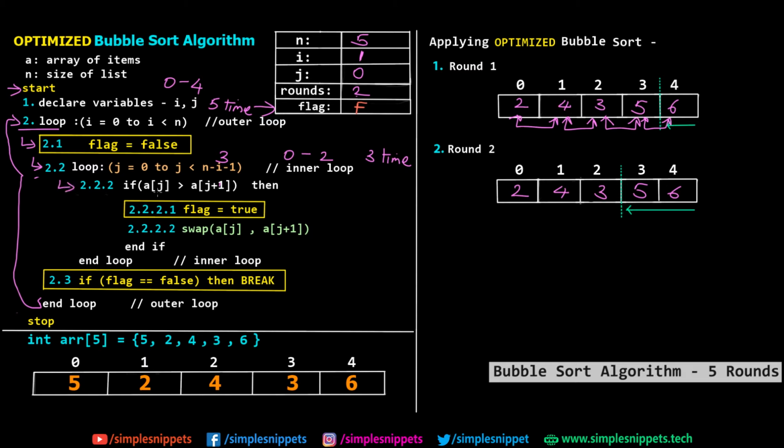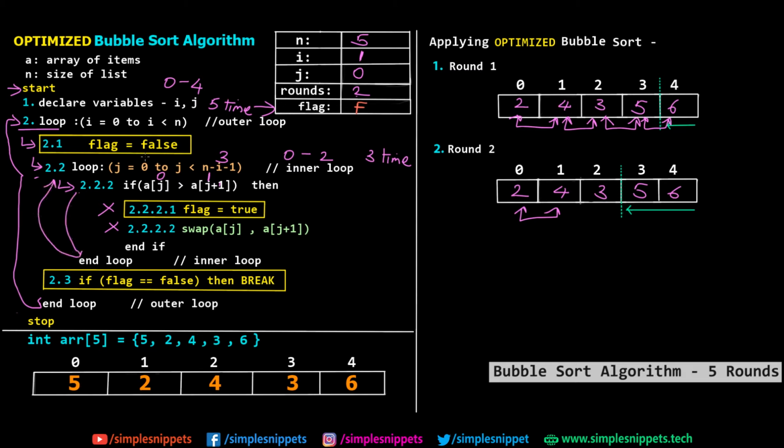Now we are saying if a of j is greater than a of j plus 1. Again comparing 0 to 1, so we are comparing 2 and 4. Is a of j, which is 2, greater than a of j plus 1, which is 4? No. So we don't need any swapping, right? We will not execute these two steps. We will again come at the end of the loop, and again come at the start of the loop.